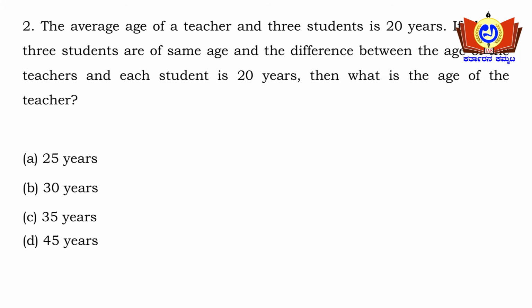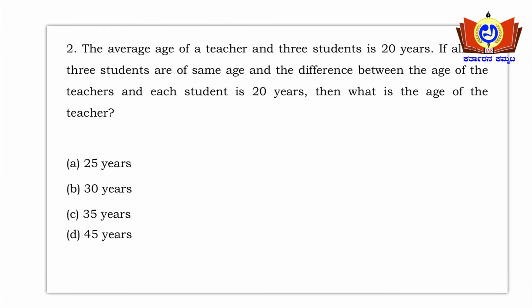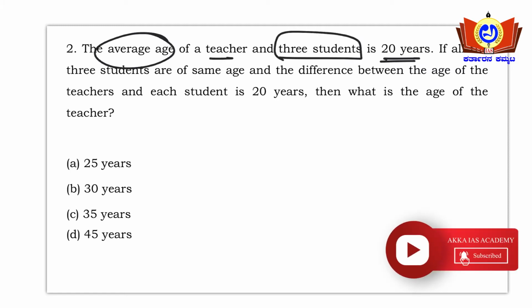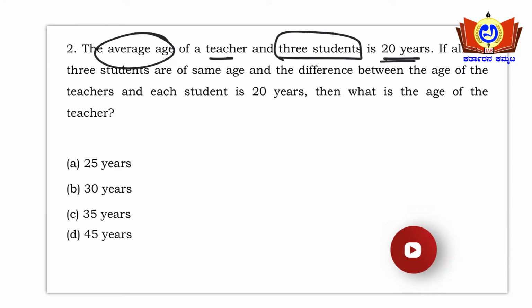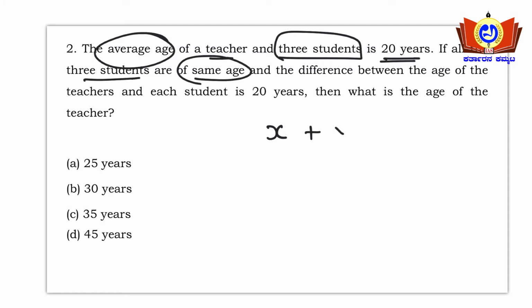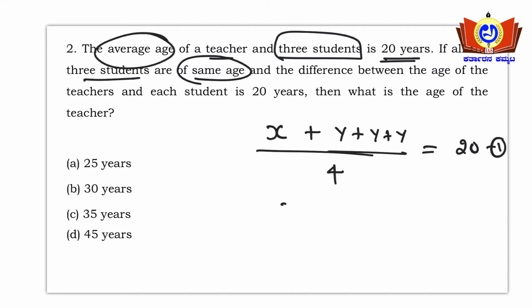The average age of a teacher and 3 students is 20 years. If all the 3 students are of the same age, see here, friends, it can be written like this. Let X be the age of the teacher and Y plus Y plus Y be the ages of the students. The average age of the teacher plus 3 students, a total of 4 observations, is 20 years. So X plus 3Y equals 4 times 20, so 80. This is the first equation we got here, my dear friends.